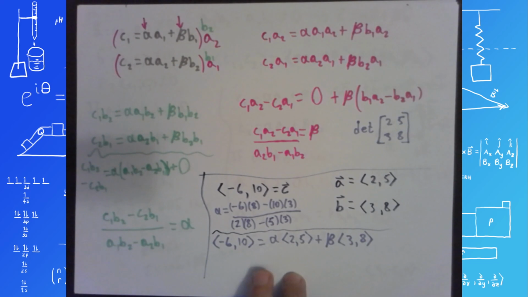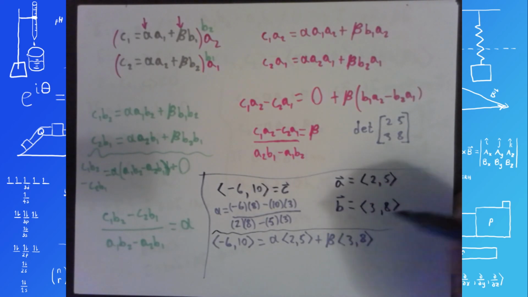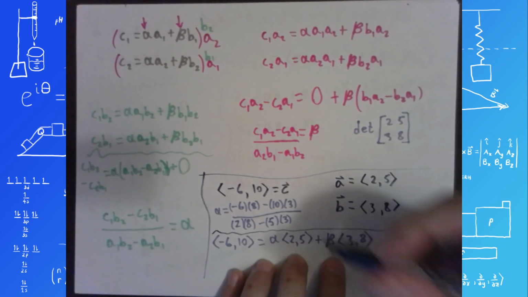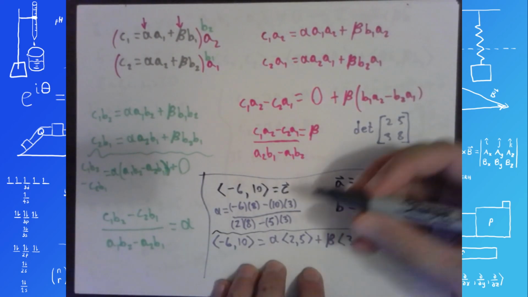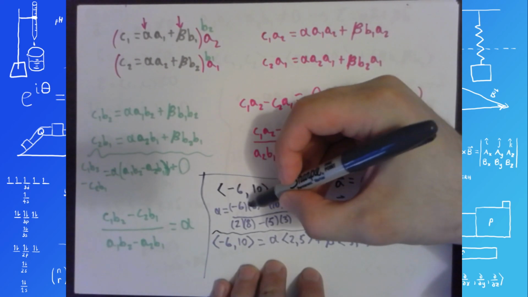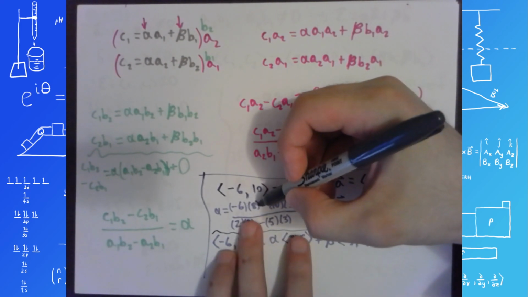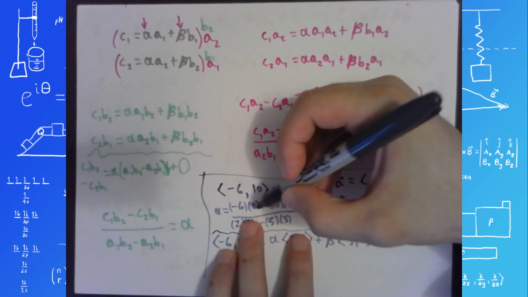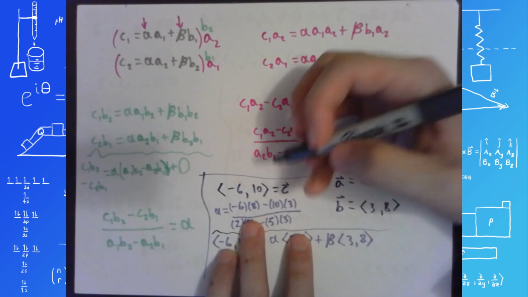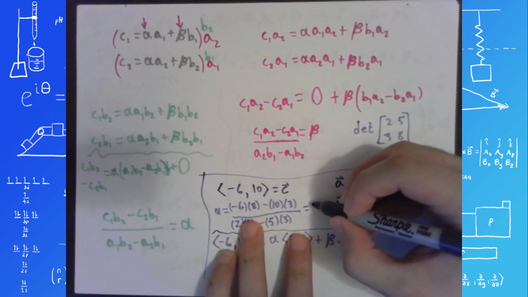Anyway, let me draw a line here just to separate those from each other, and let's see what I get. I'm going to get some really ugly fractions. I can feel it because I just chose the numbers randomly. It's not going to come out nice. I will be shocked if this comes out to be a nice round number. So negative 6 times 8, that's negative 48, minus 10 times 3. So negative 48 minus 30, that's negative 78.